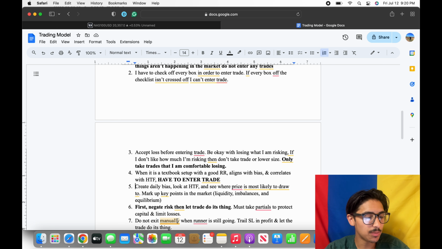Rule number 5, create daily bias. Look at higher time frame to see where price is most likely to draw to. Mark up key points in the market, where liquidity is resting, where balances are, and where equilibrium is in the range. This is really important because when you correlate the higher time frames with the lower time frames, those are the best trades.